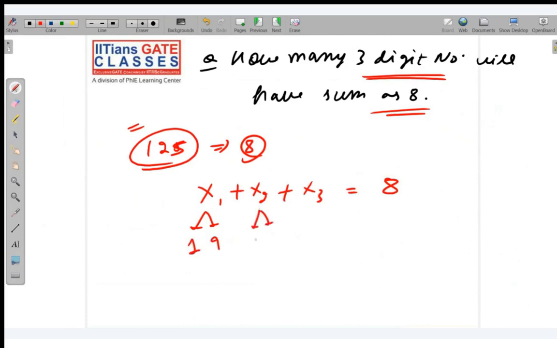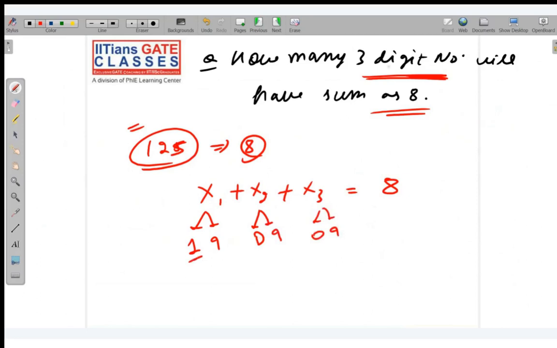x2. As 1 to 9 is already taken, 2 to 8? No, repetition is allowed in numbers. Fine. In numbers, repetition is allowed. So 0 to 9. x2 can take value 0 also, no? Yes, sir, because it is not the first digit. Yes, x3 can take value from 0 to 9.